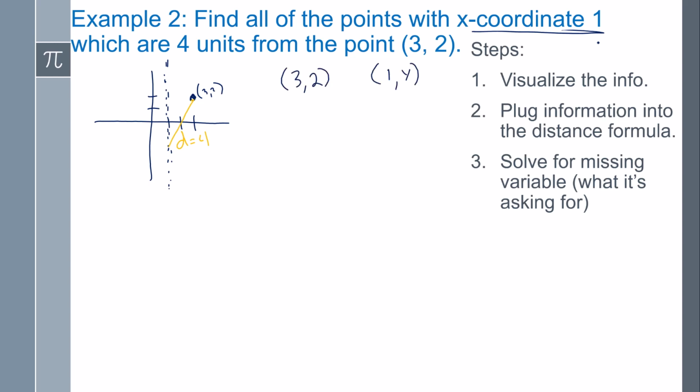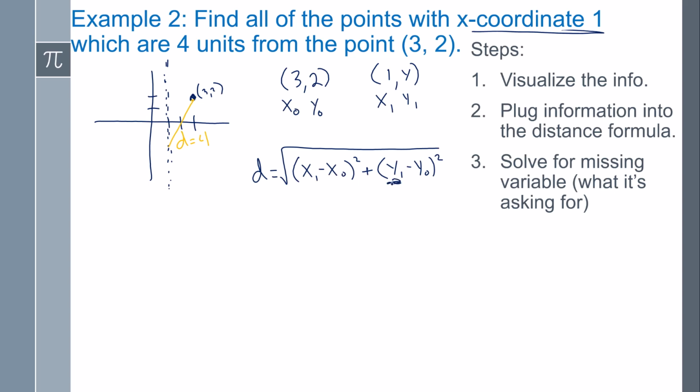And so (3, 2) is one point, but (1, y) is my second point. I don't know what my y value is. I know the distance is going to be 4. So if this is my formula, right, we're starting with the formula, I don't know what this is. That's what I am looking for, and we're going to use math to then find it. So my distance is 4, and then I plug in the rest of the values.